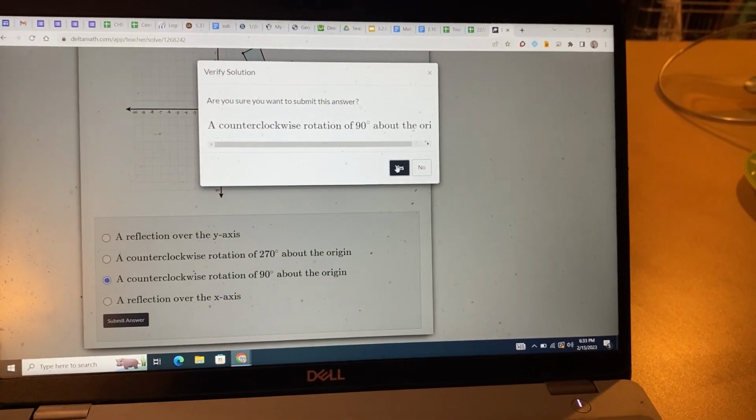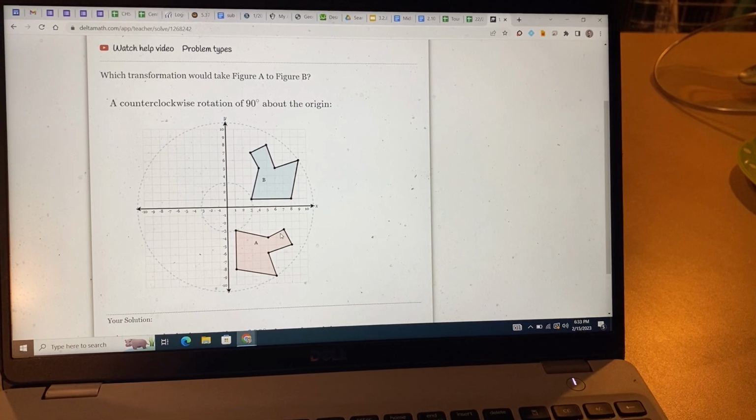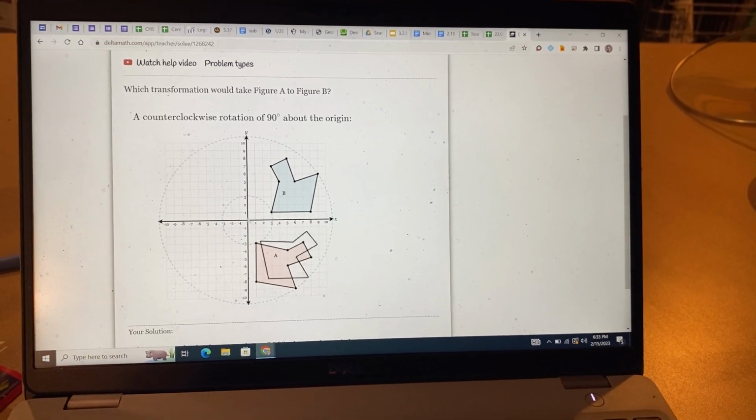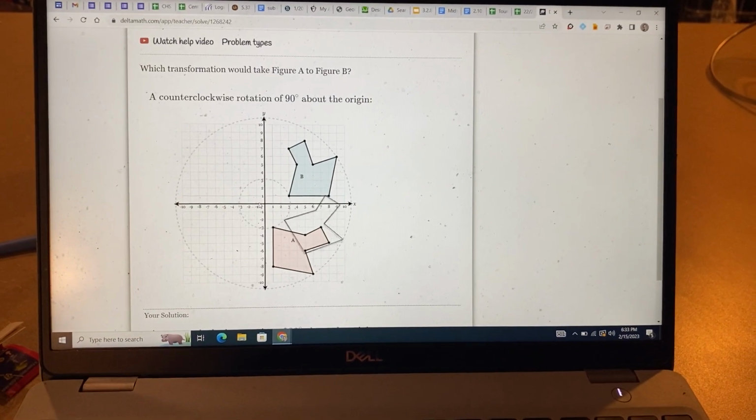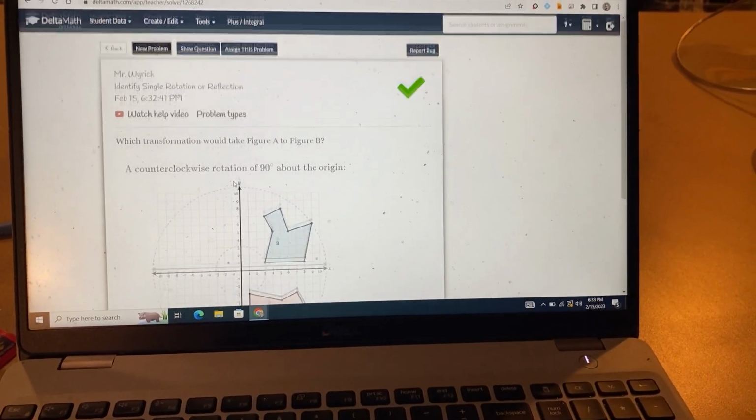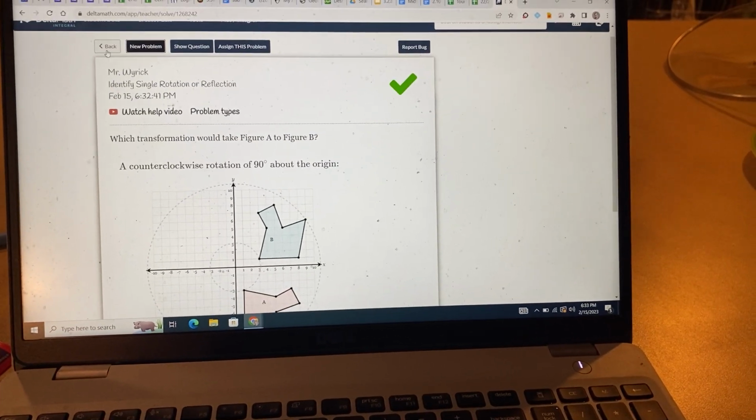Okay, I submit it. It does the nice little rotation. We see it there. And you see this one is centered on the origin. All the questions should be that way. But the one on the performance task, the practice performance task today, was not centered about the origin. So you do have to be careful on that.